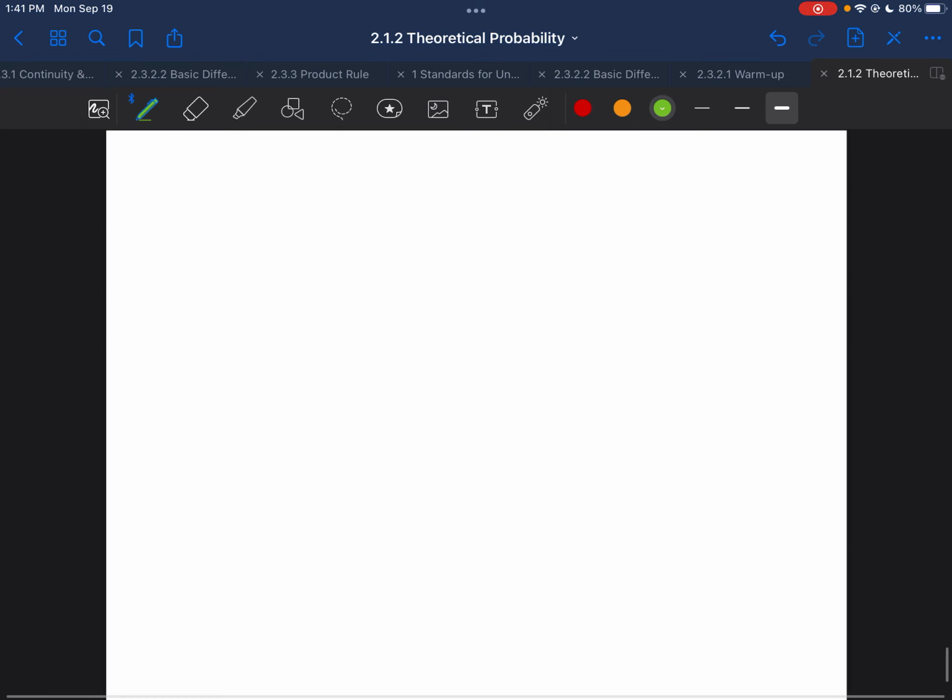So I'm going to start a new page here. And again, we're just going to write this down because it's important. The probability of A plus the probability of A complement is always going to be 1.